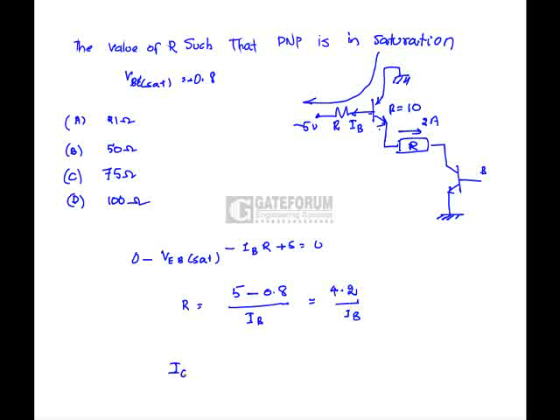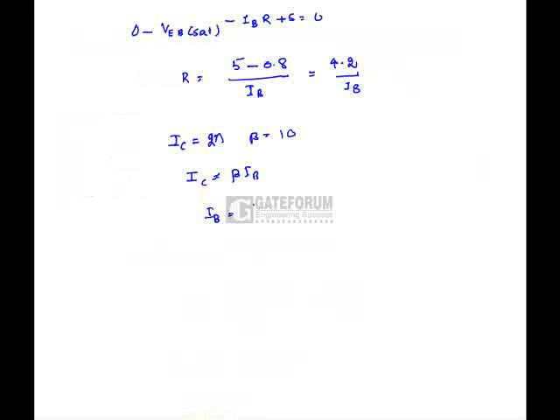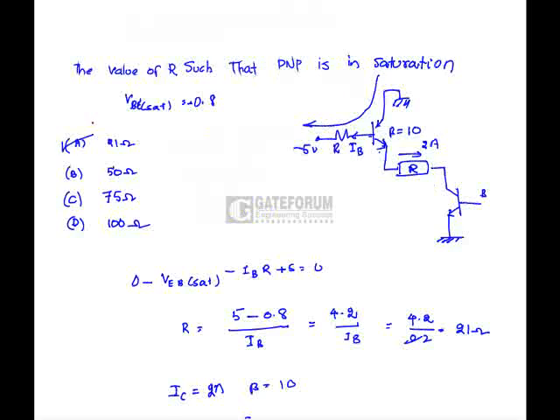Here IC is given as 2 amps, beta is given as 10. We know in saturation IC is nothing but beta IB, so IB is nothing but 0.2 amps. So if we substitute 4.2 divided by 0.2, which is nothing but 21 ohms, hence option A is correct.